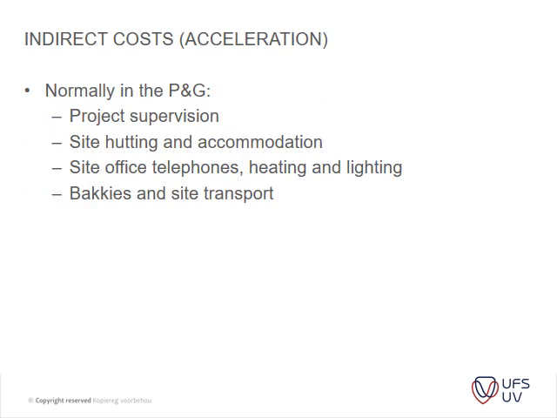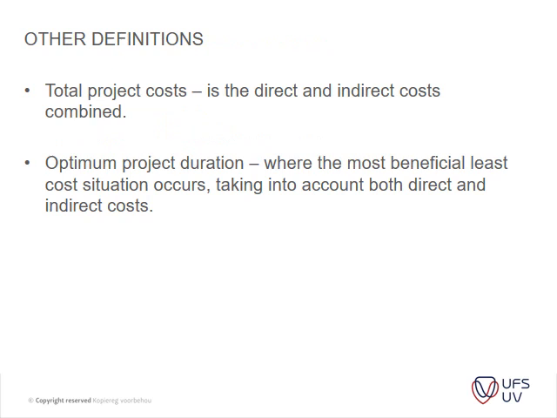Your indirect costs are your normal P's and G's, for instance project supervision, site hutting and accommodation, site office, telephones, heating, etc., buckies, transport, and so forth. Then other definitions: your total project cost is direct and indirect costs combined. Optimum project duration is where the most beneficial, least-cost situation occurs, taking into account both direct and indirect costs.